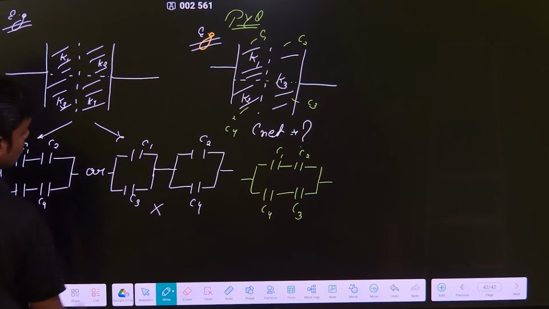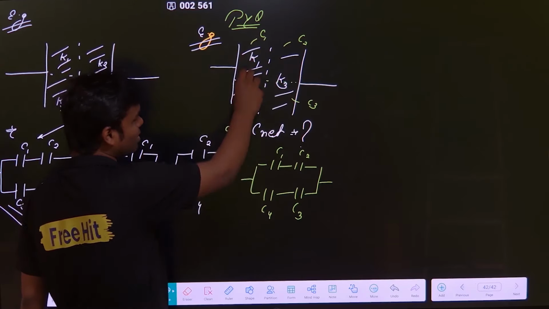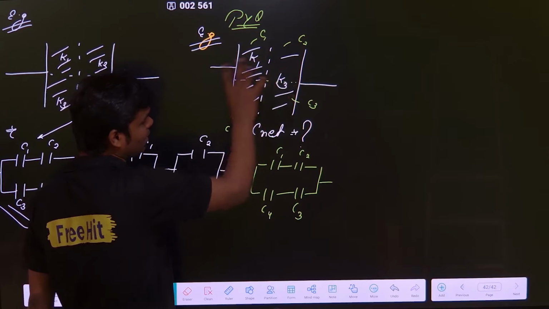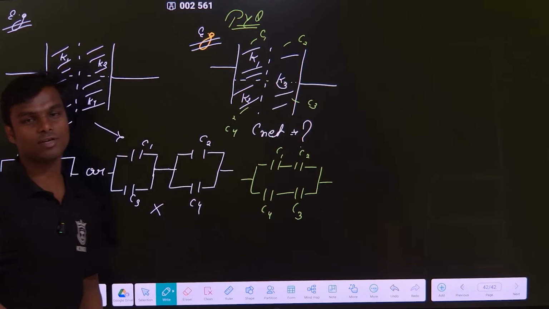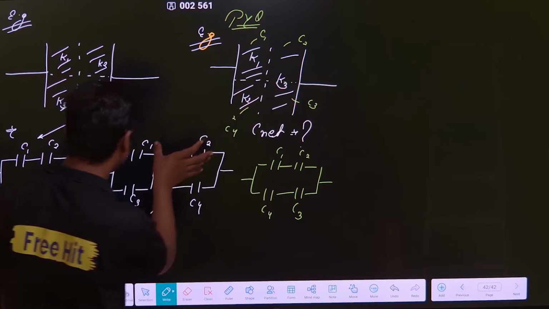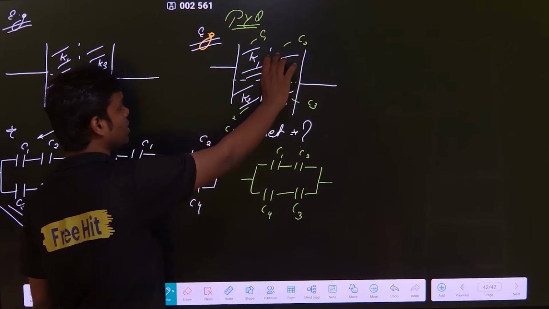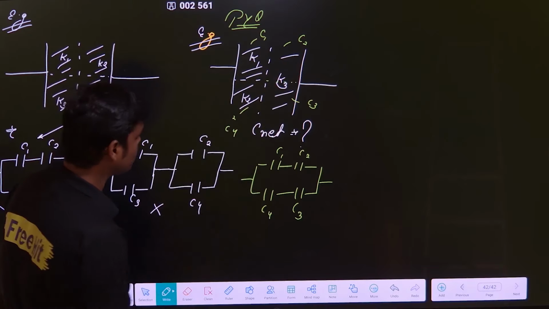You can't break it wrongly. Many people in the exam have taken these two in parallel and then taken the series with this. That is completely wrong. And some people broke this into equal parts, but they have taken this configuration. That is also wrong. What you have to do is first break it into equal parts and then take this configuration.